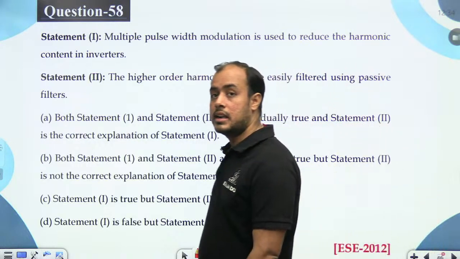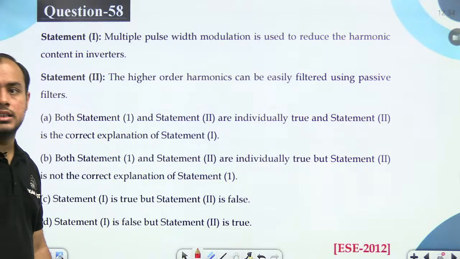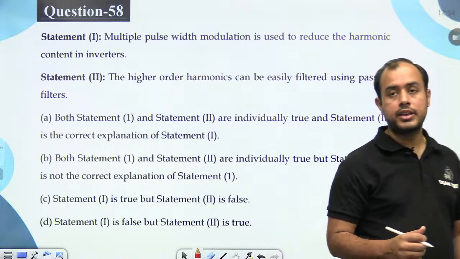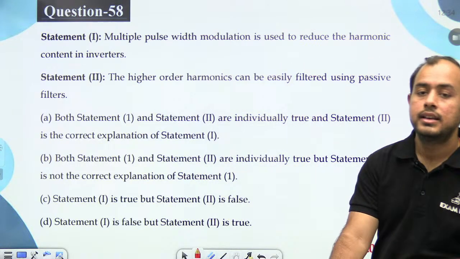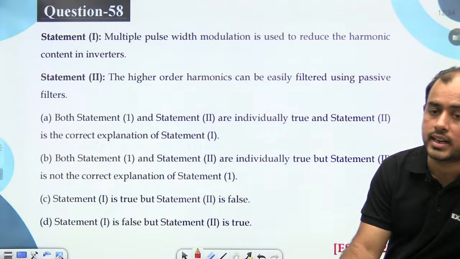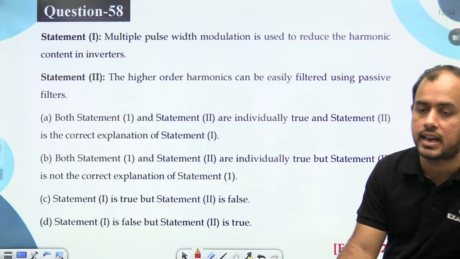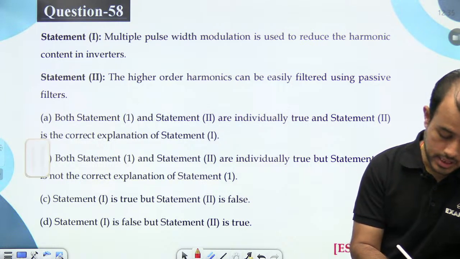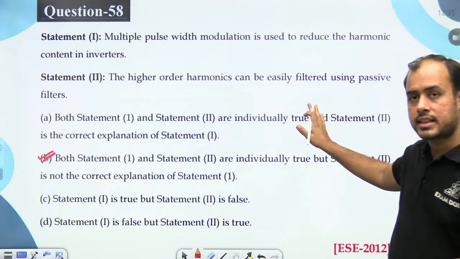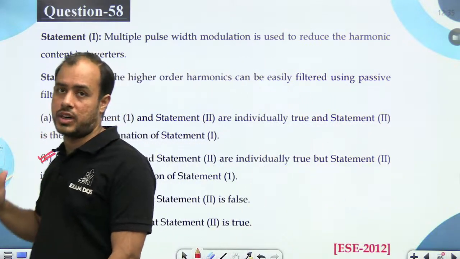Right? Multiple PWM is used to reduce the harmonic content in the inverter. The higher order harmonic can be easily filtered using a passive filter. कह रहा है मल्टीपल पल्स विड्थ मॉड्यूलेशन का इस्तेमाल करते हैं हार्मोनिक घटाने के लिए और हायर ऑर्डर हार्मोनिक आसानी से हटाए जा सकते. So the answer should be B. Because both statements are correct. But the second statement is not explaining the first one.